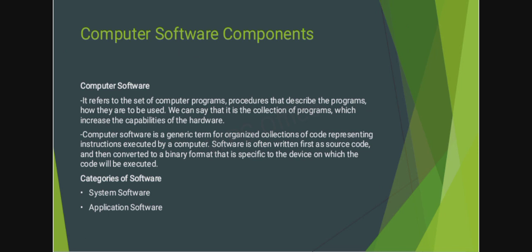Computer software components. Computer software refers to the set of computer programs and procedures that describe the programs, or how they are to be used. We can say that it is the collection of programs which increase the capabilities of hardware. Also, it is a generic term for organized collections of code representing instructions executed by a computer. Software is often written first as source code, and then converted to a binary format that is specific to the device on which the code will be executed.